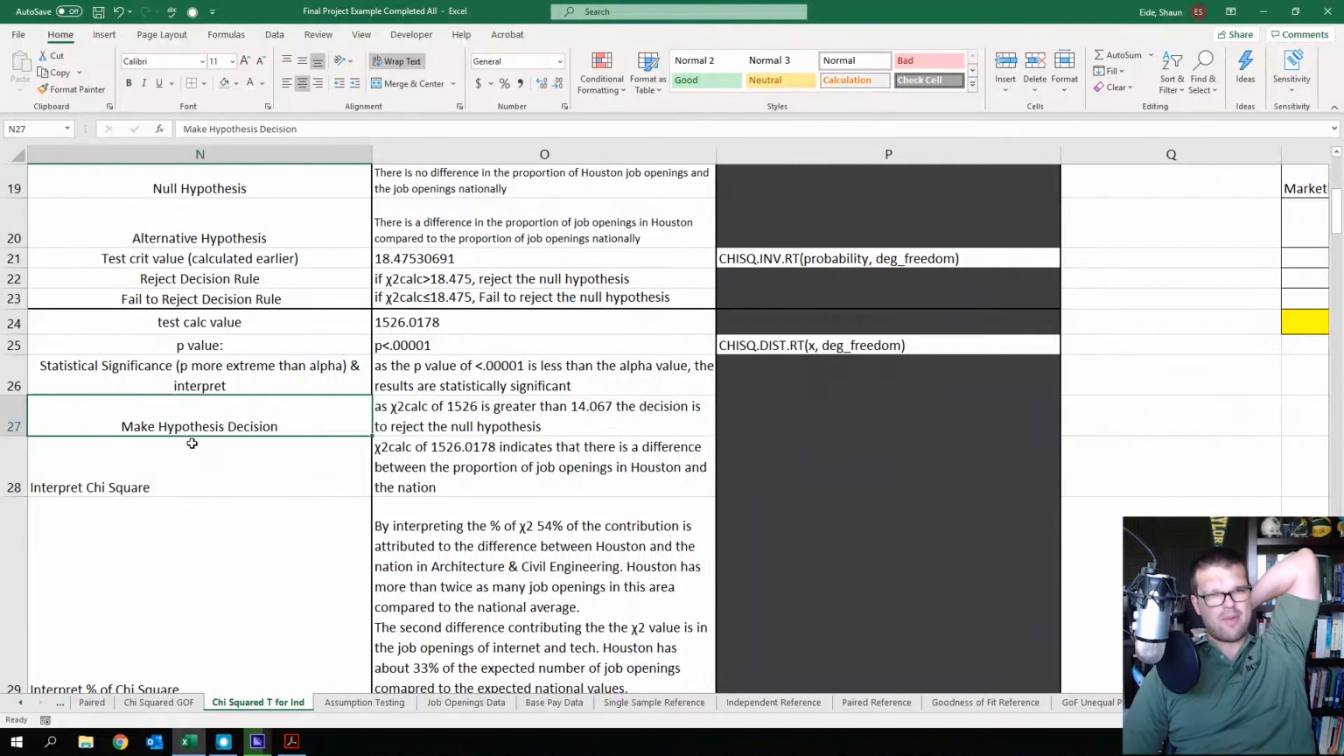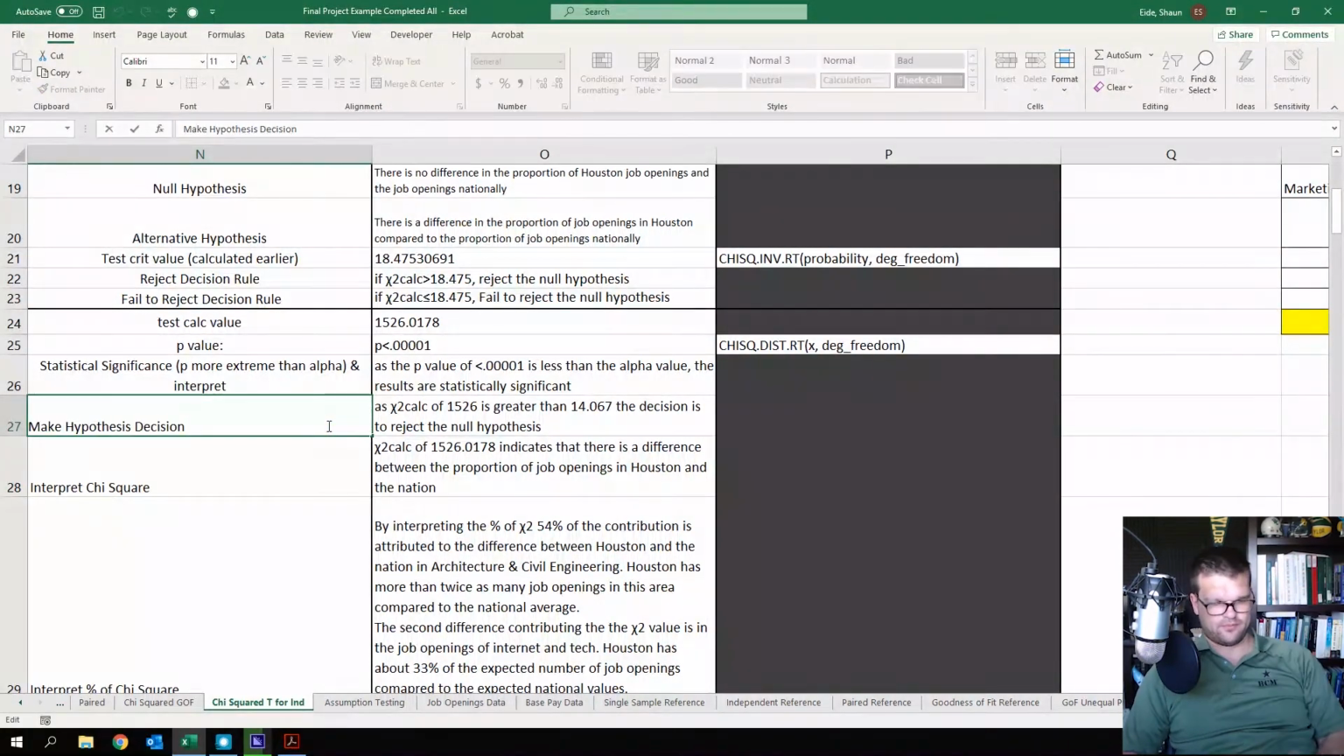Next, making a hypothesis decision. Like I said, compare the test calc to the test crit value.